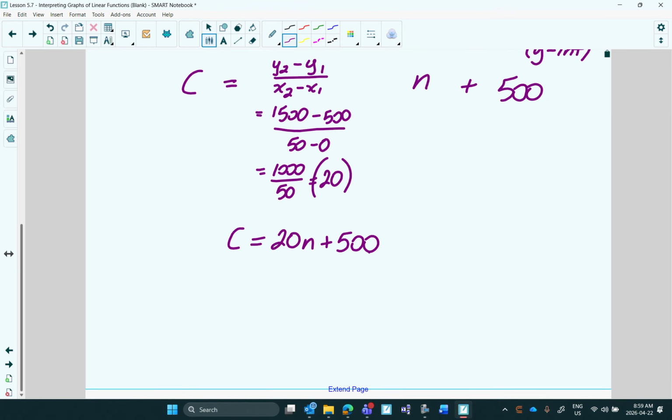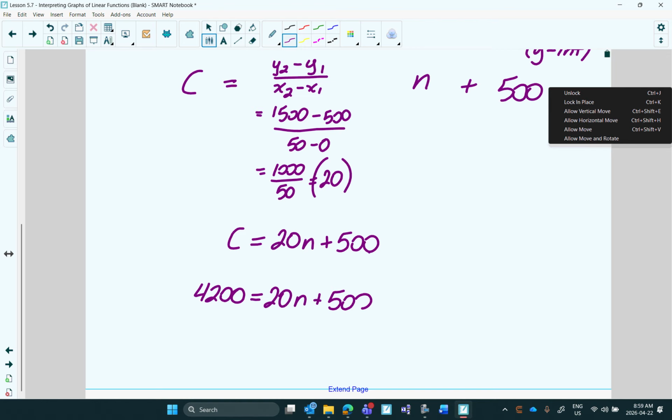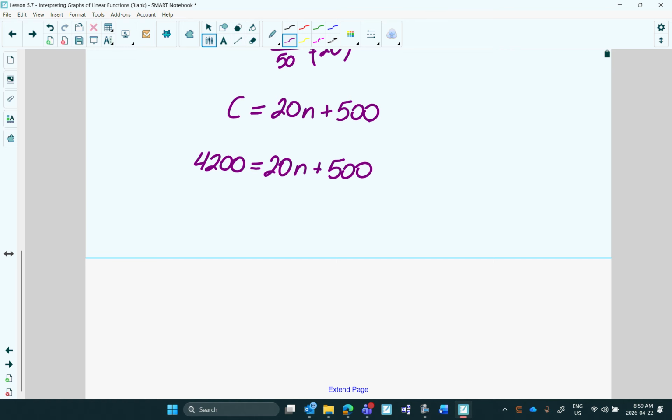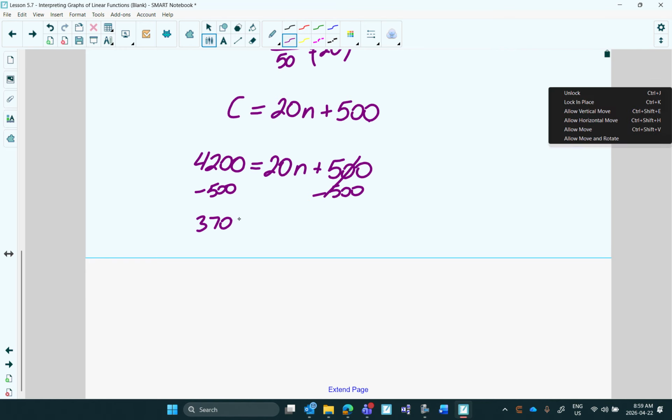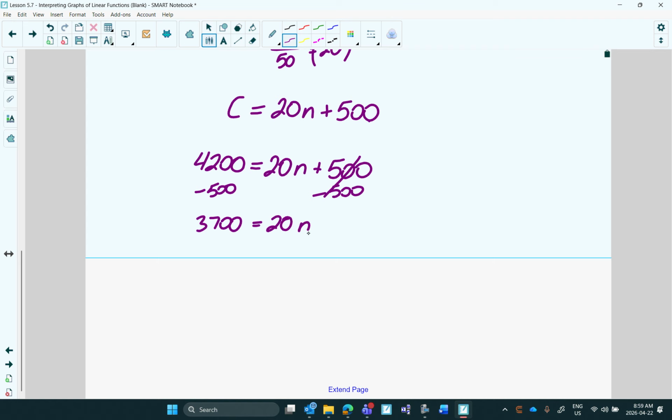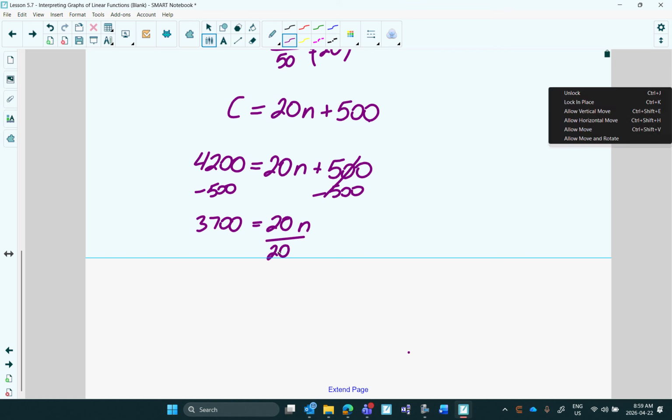So now I can use this. What cost am I told? 4,200. And I need to figure out what N is. So you need to solve that equation. What do I do? Subtract 500. You guys are good at this. And then divide by 20.